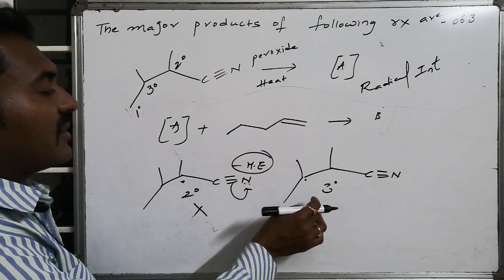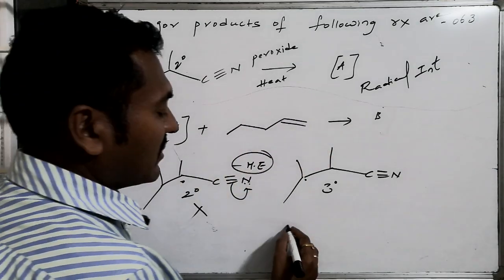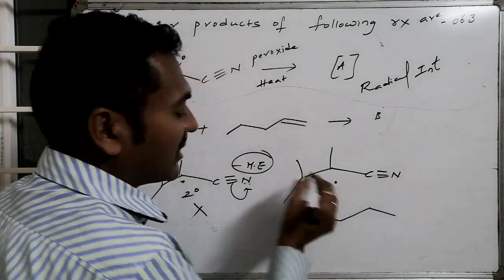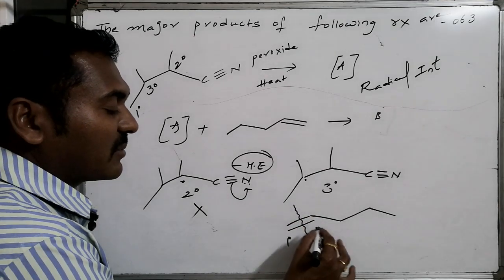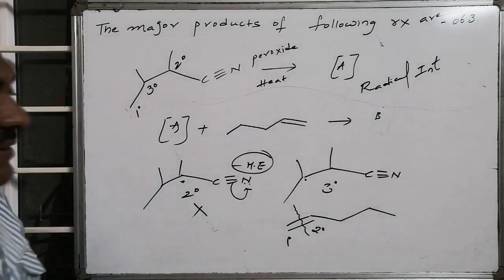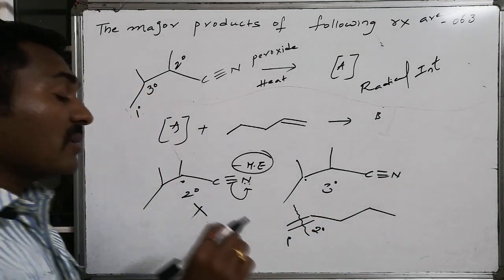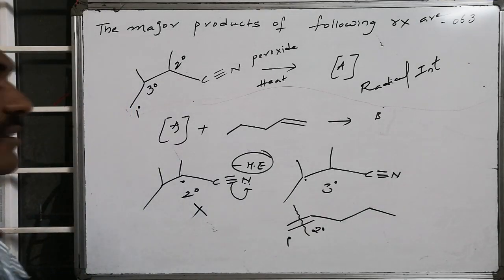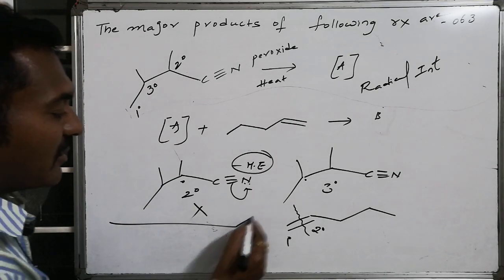This radical intermediate is allowed to react with the 1-pentene system. In this 1-pentene system, there are two chances to form radicals at this place. Maybe it is primary and it is secondary. This stable radical wants to combine with the stable radical position present in the reactant. Out of primary and secondary, secondary is found to be more stable compared to primary.